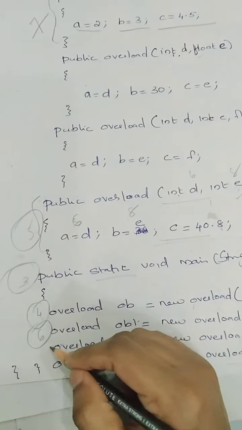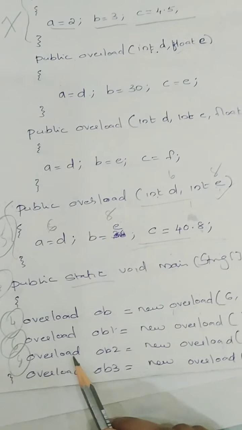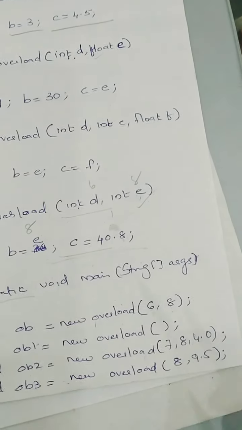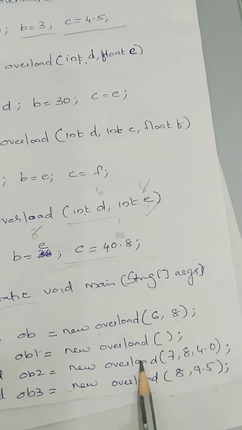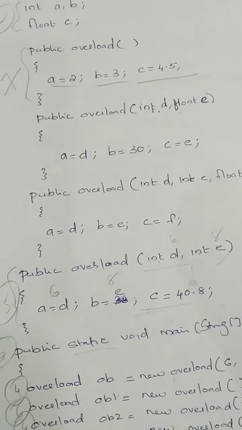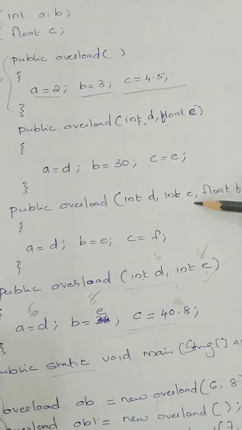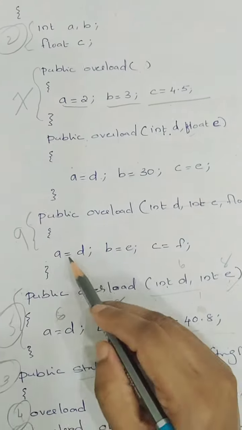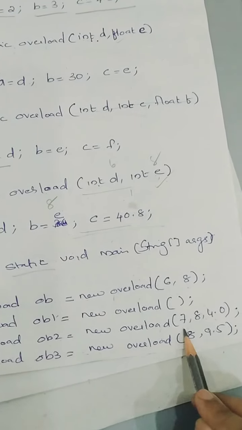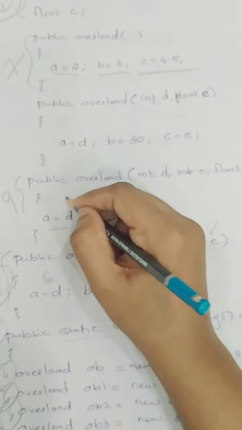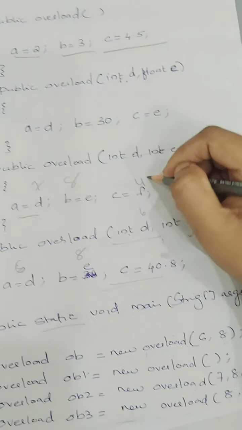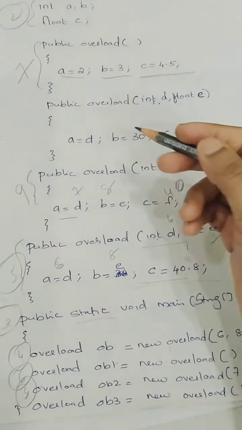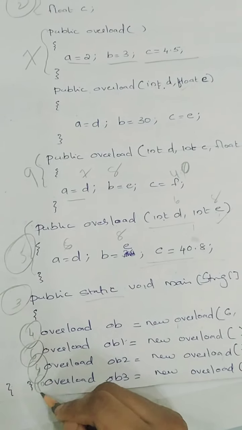Next, after that, again it comes to here 8. Overload OB2 is equal to new Overload of 7, 8, 4.0. Again an object creation with 3 parameters, 2 integers and 1 float. So it will go and check which constructor is having 2 integers and 1 float. This constructor matches. So it will come 9. A will be assigned with 7 and B will be assigned with 8, C with 4.0. Next, after this execution, again it will come back to the calling function 10.